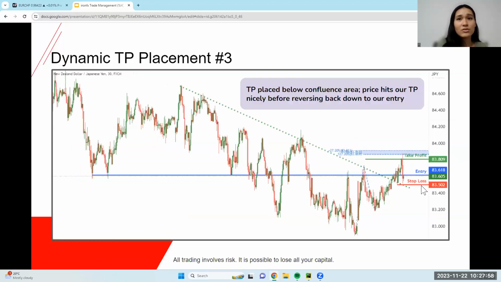So same idea over here, our take profit should be placed below the confluence area. In this example, we're placing it a lot lower than the confluence area, but in reality, you don't actually need to place it so much lower. You could just place it right below the confluence area and it would have been fine as well. Just as long as your take profit is placed below or before a major confluence area, price is more likely to hit your take profit before reversing back down to your entry or even worse, your stop loss.